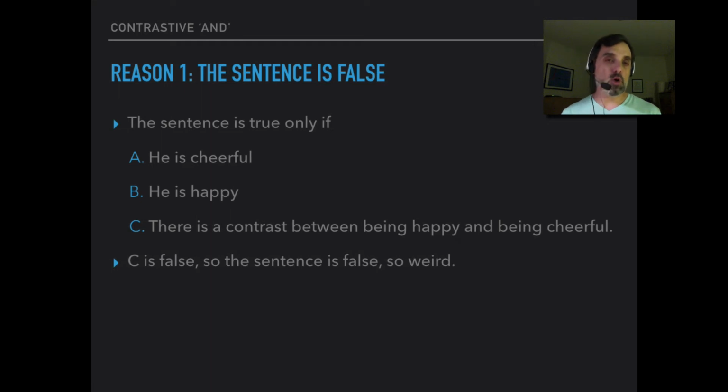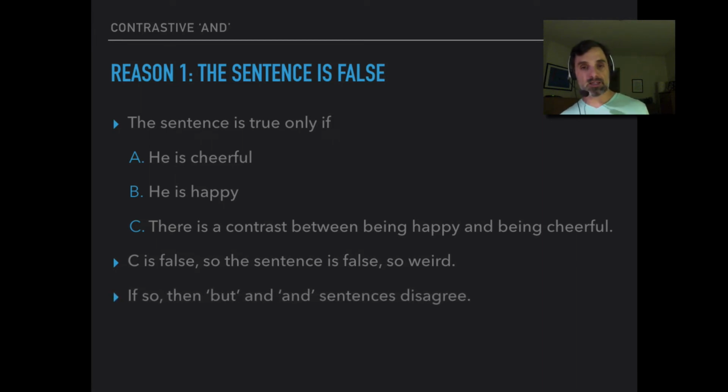No tension, so there's no contrast, and so the sentence is false. If I say "he's cheerful but happy," have I said something true? No. Why? Well, even though he's cheerful and he's happy, there's not a contrast, but what I said requires there to be a contrast to be true, and so what I said is false.